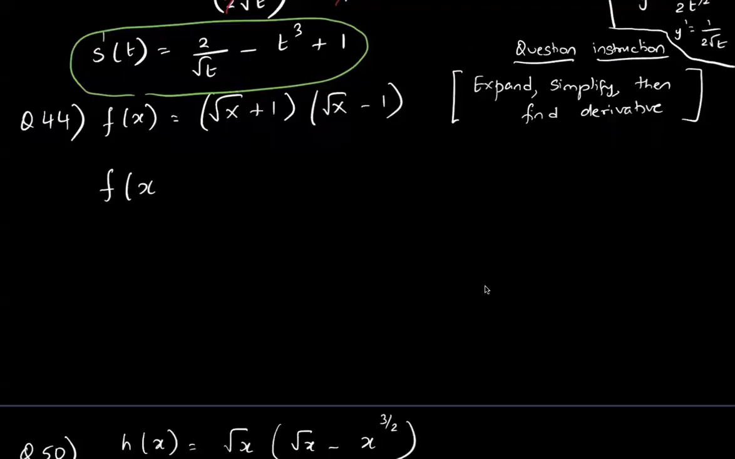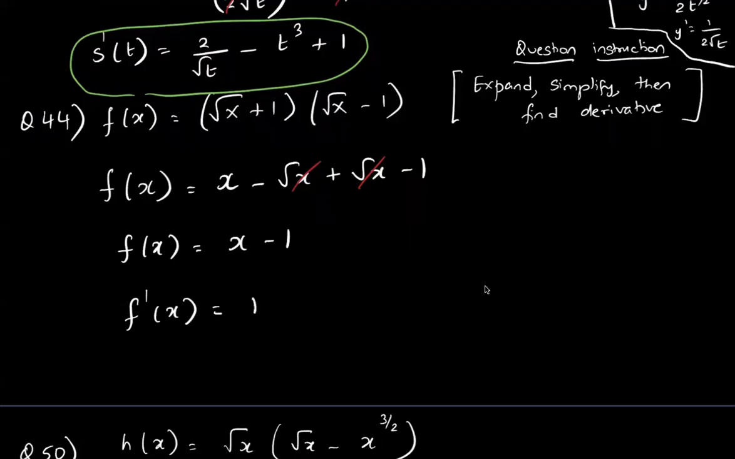So I'm just rewriting f of x. I have not started taking the derivative yet. So all I'm doing is applying the FOIL. So square root of x times square root of x is just x, and this is minus root x plus root x minus 1. So this and this get cancelled away. So my original polynomial is nothing but x minus 1. Now I take its derivative. The derivative of x is 1, 1 is 0. Therefore, my final answer is f prime of x is equal to 1.